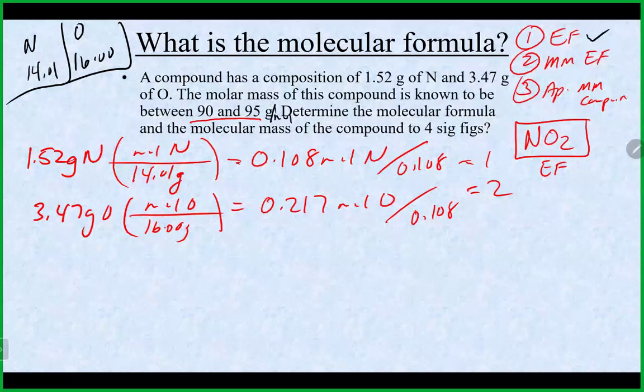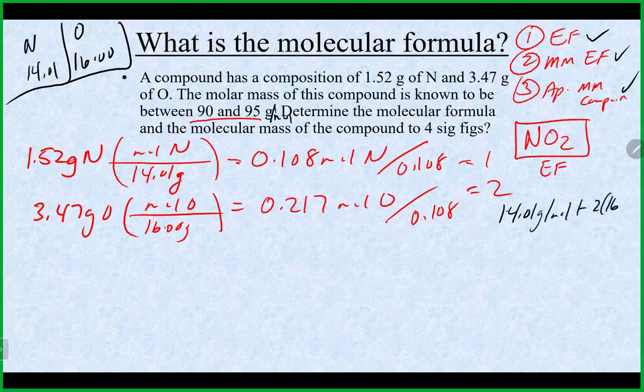So we got that, we got that. We're shooting for this one now. So that's going to be 14.01 plus 2 times 16. And that's going to give us 14.01 plus 32, basically 46.01.